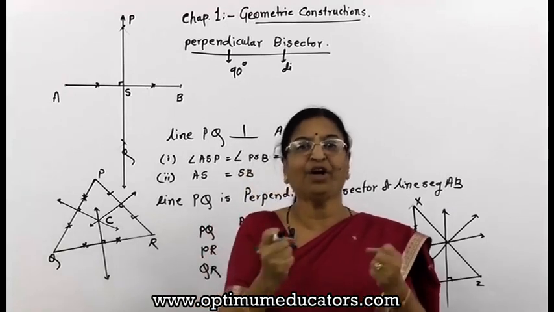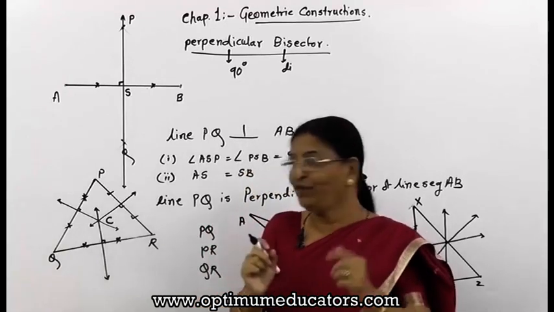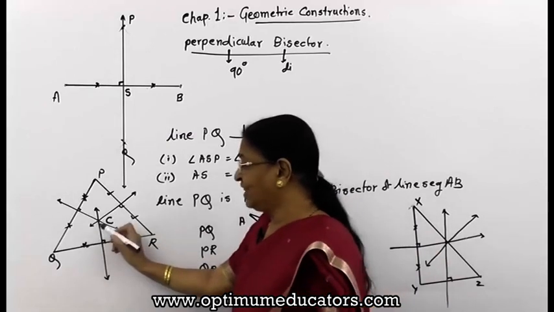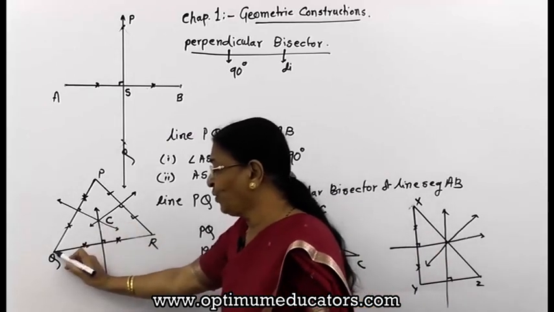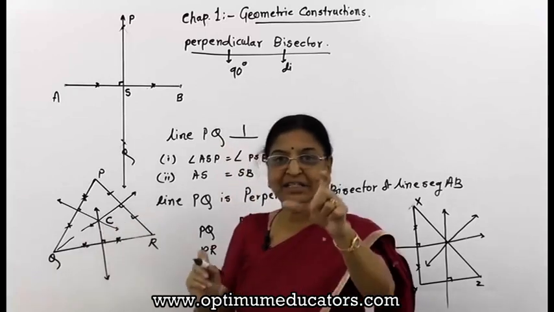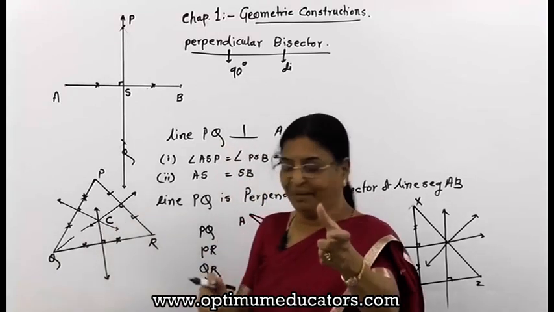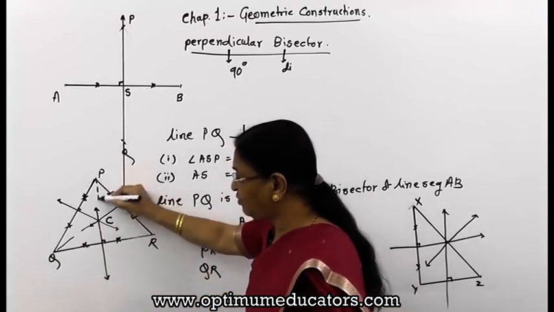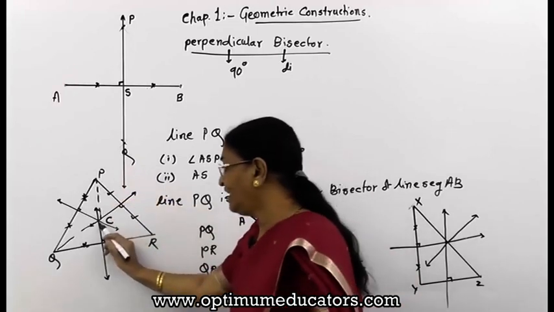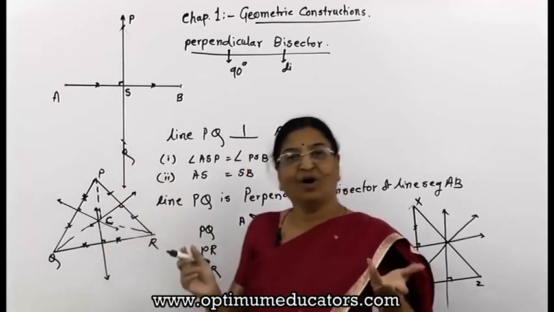And what is the important point in that? If you measure the distance, that is, here C from Q, you can measure the distance with your divider. Then the distance PC and the distance CR, all are the same.